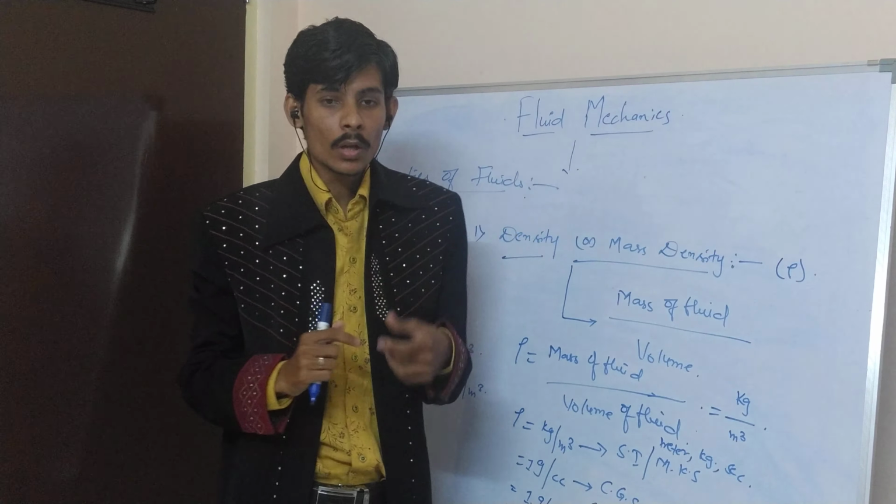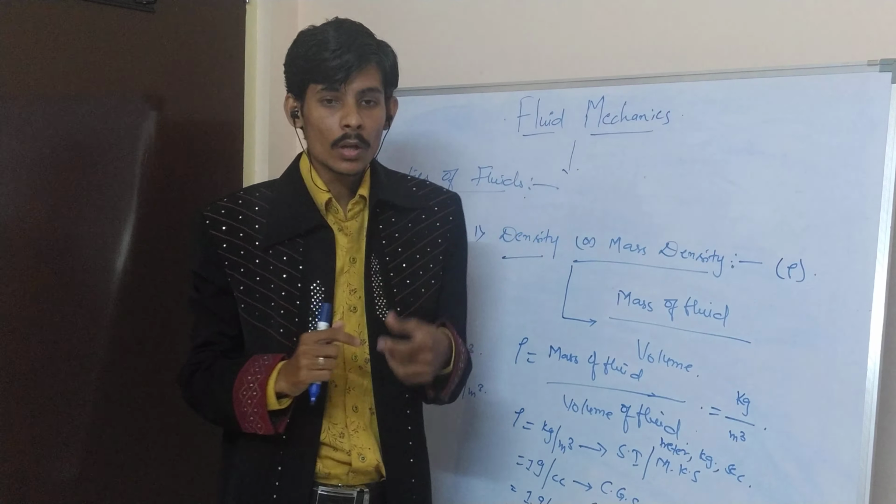And we have seen four properties of fluids. First is called density or mass density. Second one is called specific weight or weight density. Third one is called specific volume, and fourth one is specific gravity. So in the previous lecture we have discussed the definition of density or mass density.